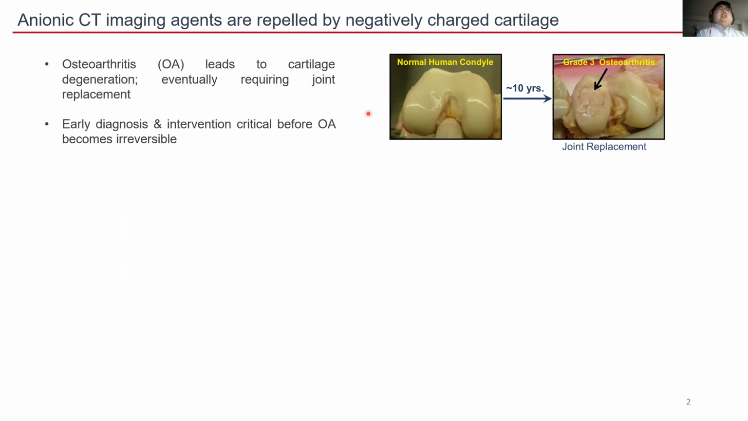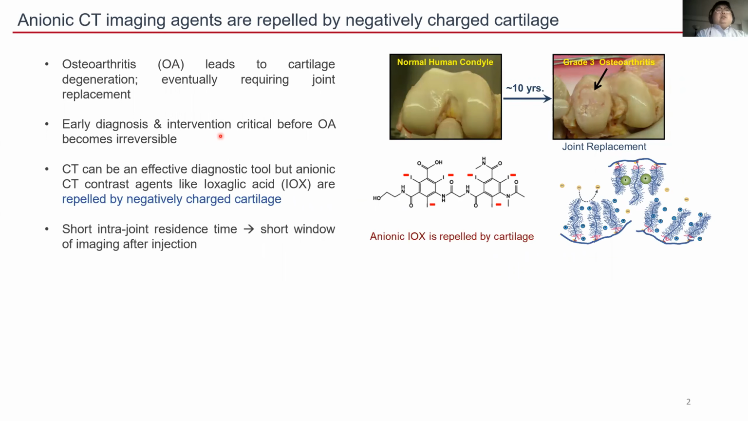Osteoarthritis is a painful disease of the joints that attacks cartilage. Currently, there are no available treatments to treat OA. Patients have to take pain and inflammation relievers as long as they can and eventually get their joints replaced. Early diagnosis and early intervention of OA is therefore very critical. However, early diagnosis of OA is still not feasible.